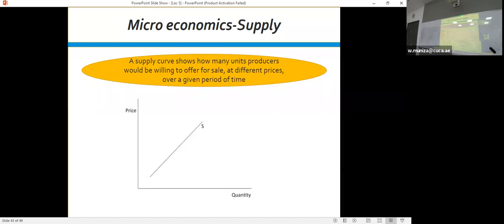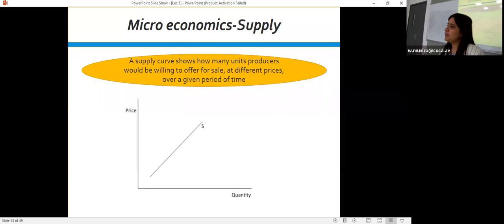Now, supply, what is the concept of supply? It is from the employers, from the organization side, that how many goods or services are being supplied in the market. And as per the demand, the supply must be. Whatever the demand of the products or the services is, according to that, the supply of the goods and services should be present in the market. Am I right? So they say a supply curve shows how many units producers should be willing to offer for sale at different prices over a given period of time.